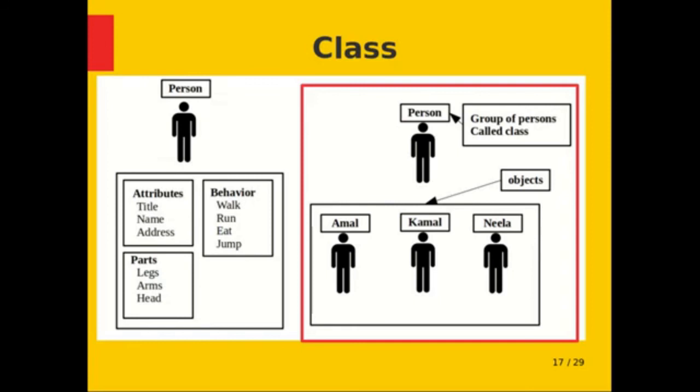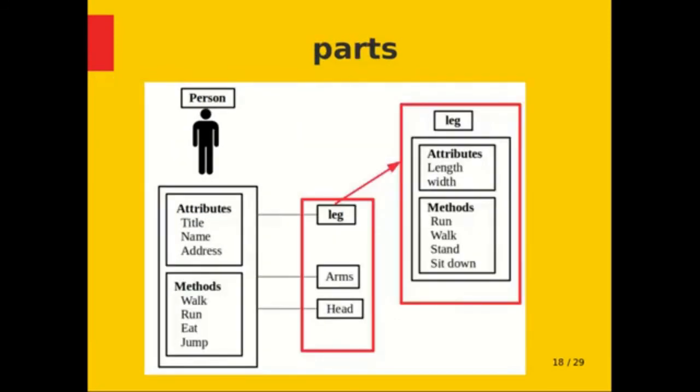Normally a class name begins with a capital letter. The parts of the class person are legs, arms, head, etc. These are other classes with their own attributes and methods.